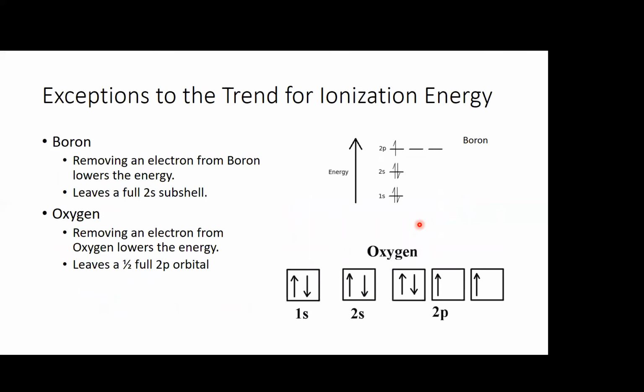So taking a second look at boron and oxygen, removing the electron from boron lowers the energy and leaves a full 2s shell. So here's the electron that's being taken away from boron, and this is what's going to remain, and this is stable. Same thing with oxygen. Here's what we have with oxygen so far, and when it remains, this electron right here, that's the one that's being removed. And so that leaves a half-full 2p orbital. So when this one's removed, the rest is half full.